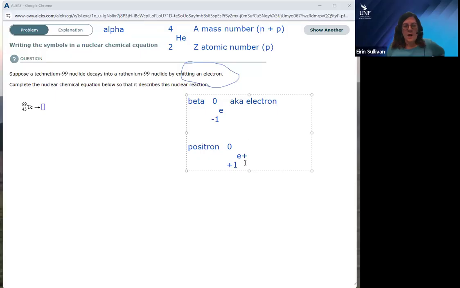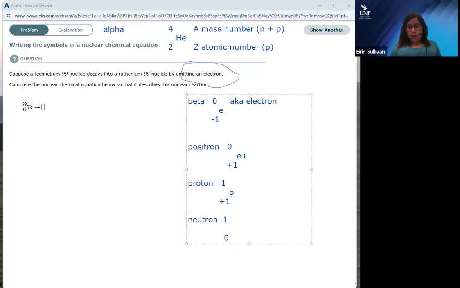Other subatomic particles that might show up include a proton. A proton has an atomic mass of 1 and a charge of +1. We learned this in Gen Chem 1, right? Usually the symbol for a proton is just a P. And a neutron has the same mass as a proton, give or take, but zero charge. So we'd write the symbol for a neutron as 1, 0, and then an N.